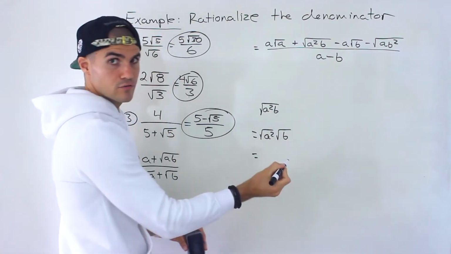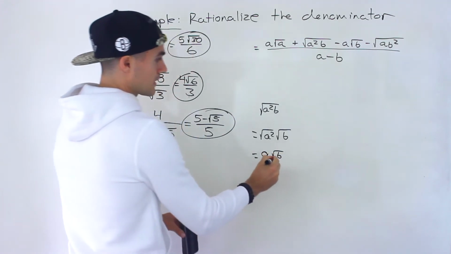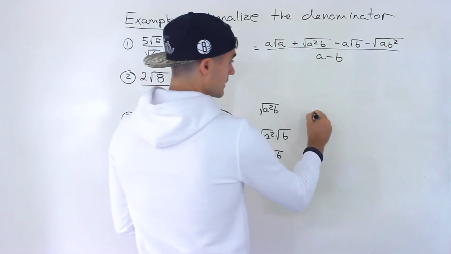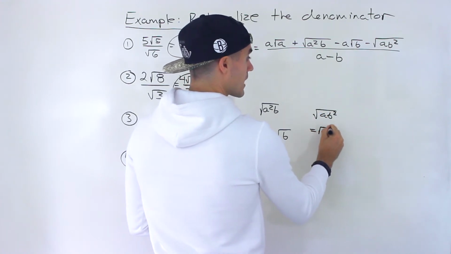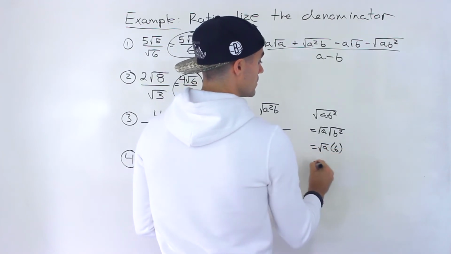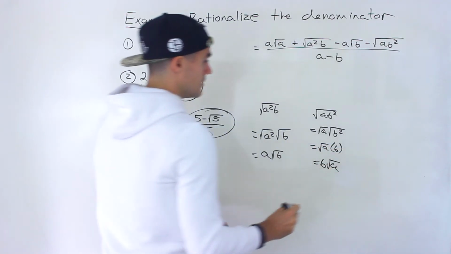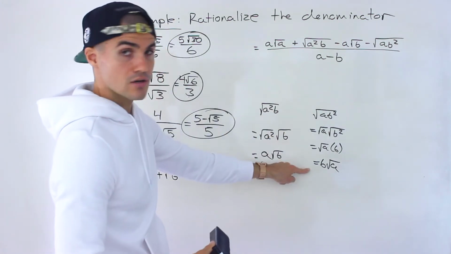What's the square root of a squared? That's just a. And then the root b we can simplify. And then notice that the square root of ab squared, same thing, root a times root b squared, which would be root a times b, which would be b root a. So this and this are the exact same thing, then this and this are the exact same thing.